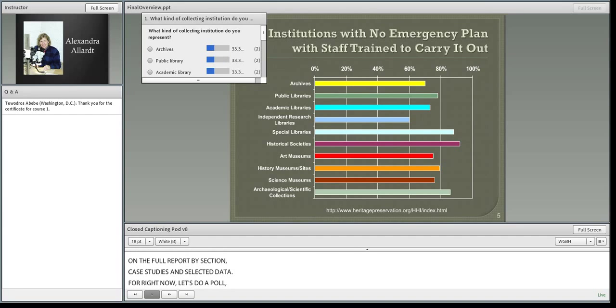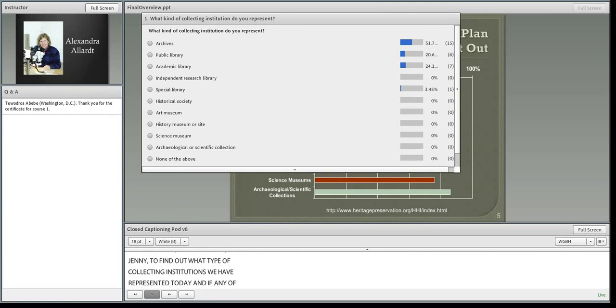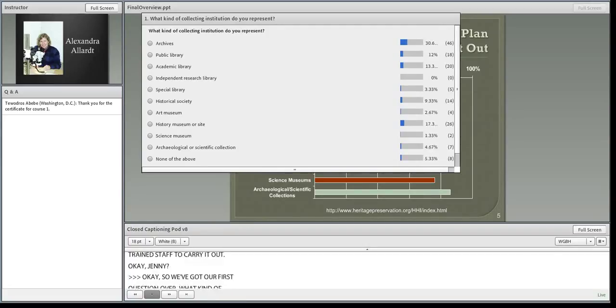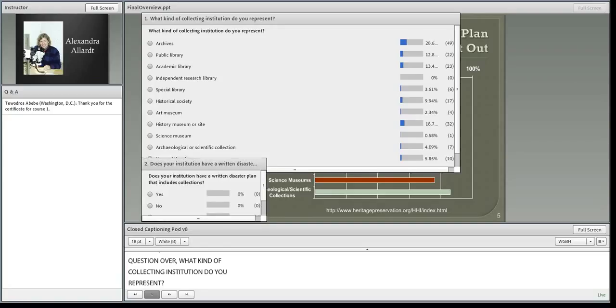Okay, Jenny? Yep. Okay, so we've got our first question: what kind of collecting institution do you represent? And we'll let everyone fill that out. And I'm going to drag over while that's going, trying not to cover the closed captioning box. The second question, does your institution have a written disaster plan that includes collections? So we'll let those run really quickly.